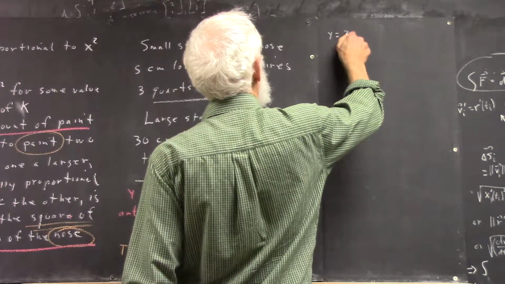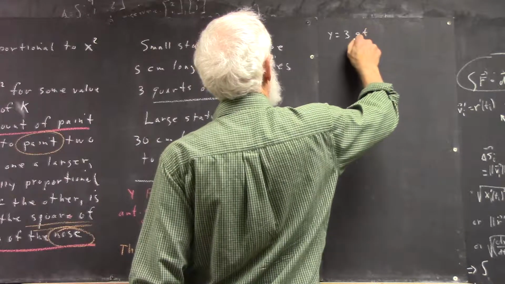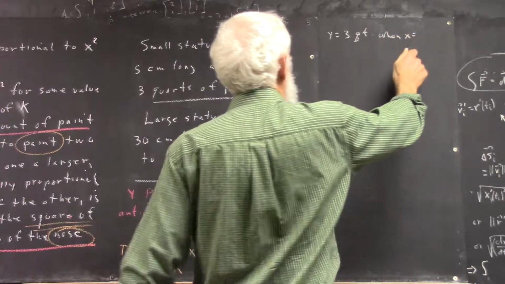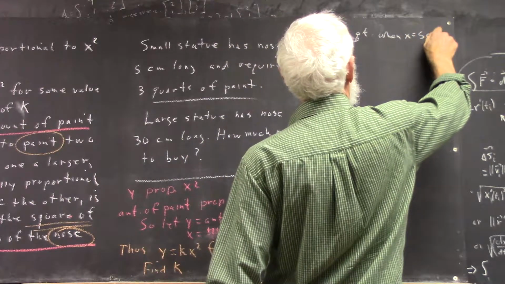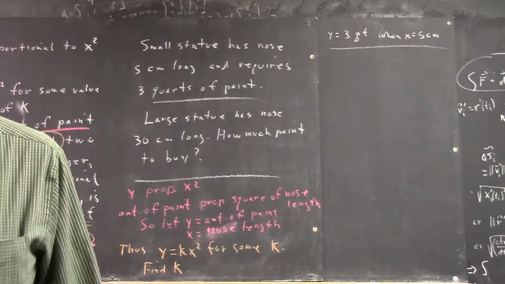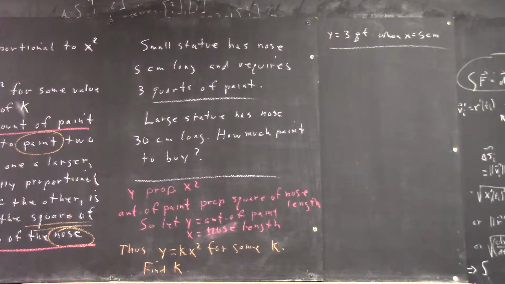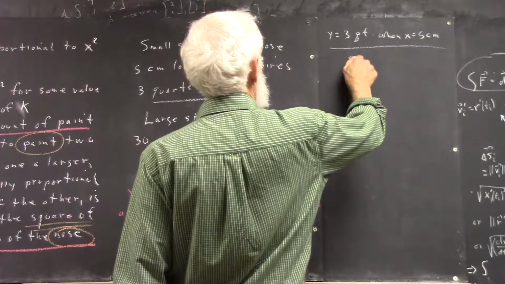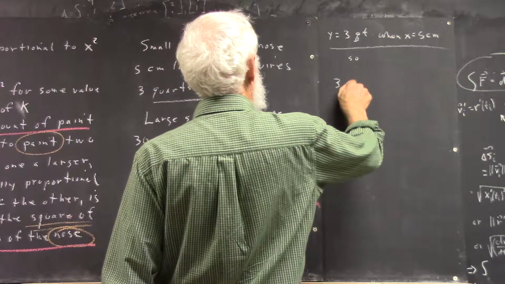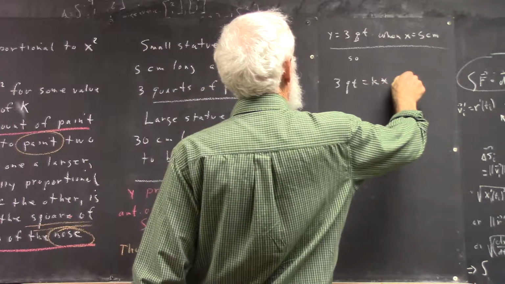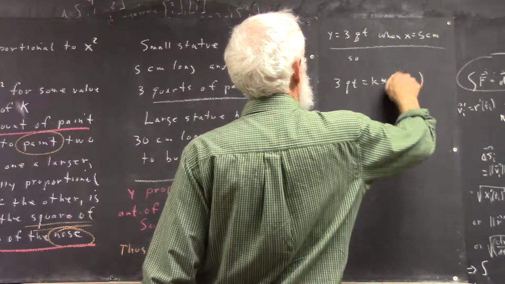Y equals 3 quarts when X equals 5 centimeters. So, well, we can plug that in. So 3 quarts equals K times 5 centimeters squared.